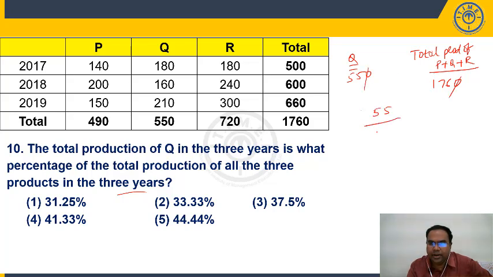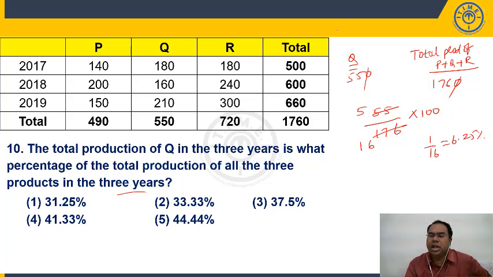55 by 176 into 100. Q is what percentage of total. Now here 11 5s, 11 ones 11, 66, 11 6. We all know that 1 by 16 is 6.25 percentage. Apart from your 12 reciprocal values, you have to remember these 4 reciprocal values. Those who don't know, kindly make a note.